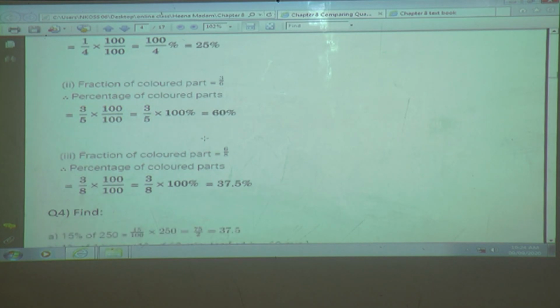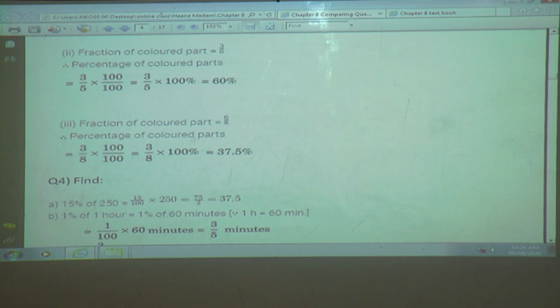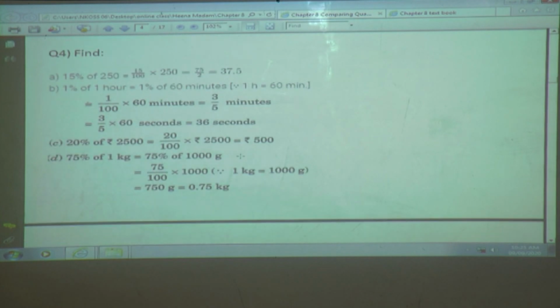So the third example is the fraction of the colored part, which was out of 8, where 6 parts are colored. So we write the fraction as 6/8. Therefore the percentage of colored parts is 6/8. What I had done here has some mistake. It is 6/8 multiplied by 100. After reduction we have to find what percentage it will be. So in this way we first found the fraction, then we found the percentage.